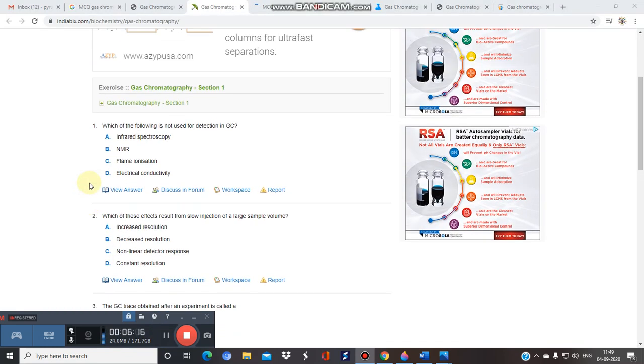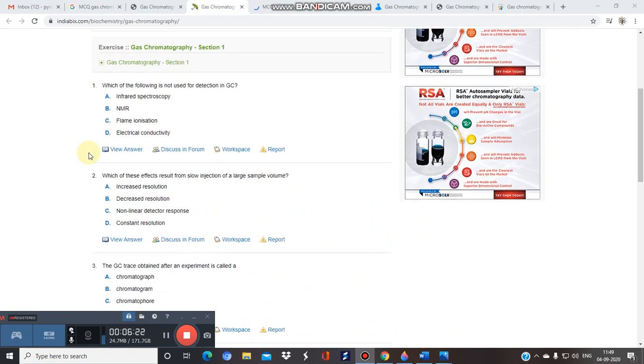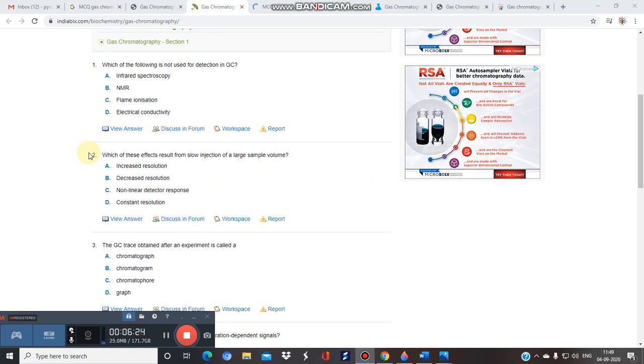So let's see some of the important MCQ questions related to gas chromatography. For this, I acknowledge the website, that is indiabricks.com. So you can also go to this website and start attempting the questions. And always remember one thing, do check the answers by the book.